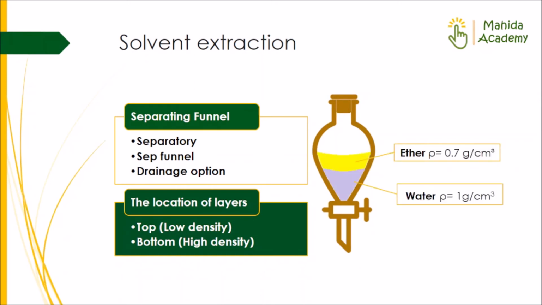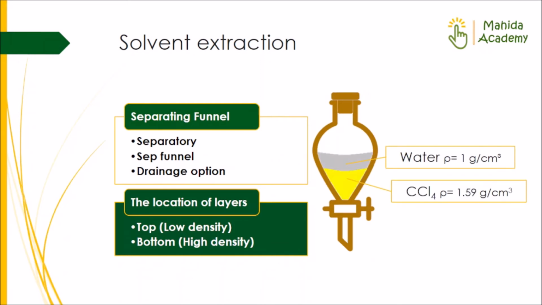As an example, the density of ether is 0.7 gram per cubic centimeter and the density of water is 1 gram per cubic centimeter. Therefore, ether will always form the top layer when the extraction solvent pair is ether and water. Likewise, density of carbon tetrachloride is 1.6 gram per cubic centimeter. Therefore, in carbon tetrachloride and water pair, carbon tetrachloride, being more dense, will form the bottom layer.